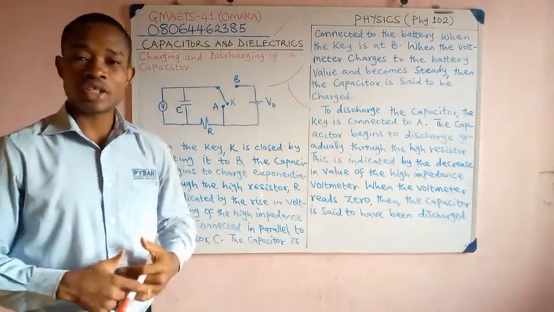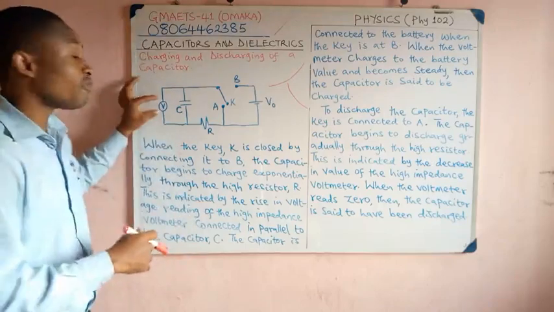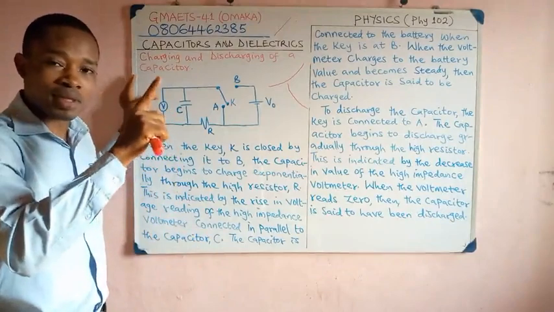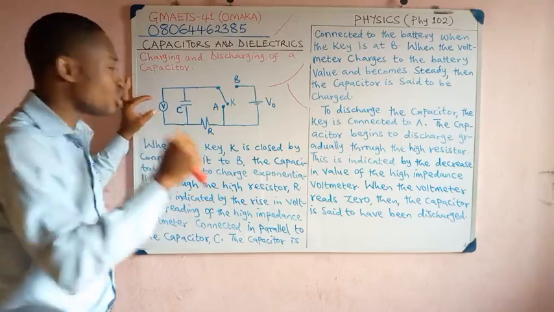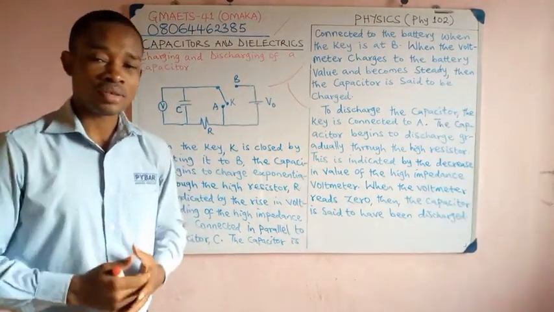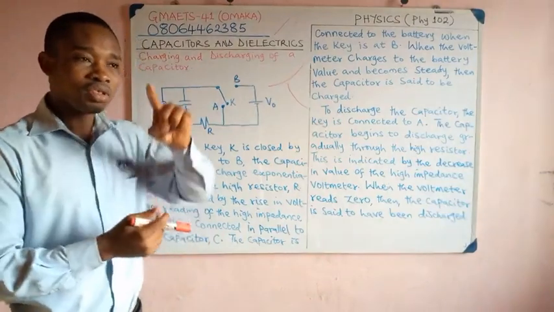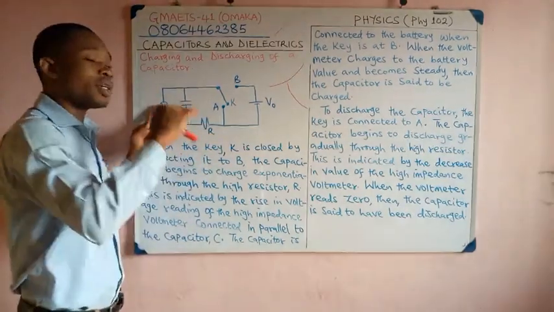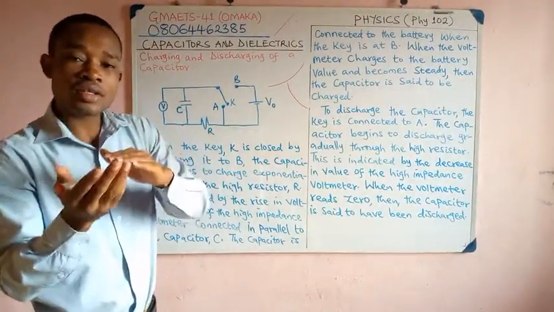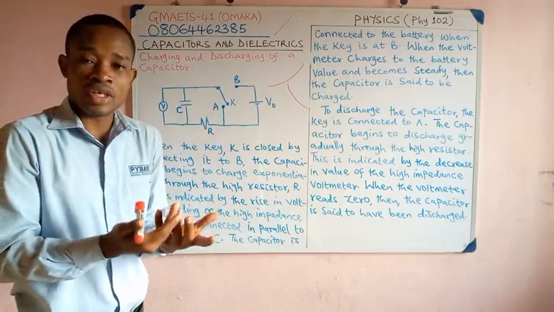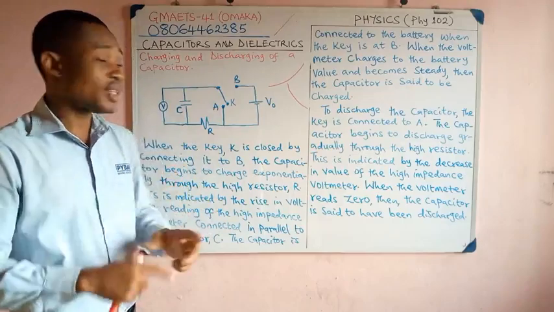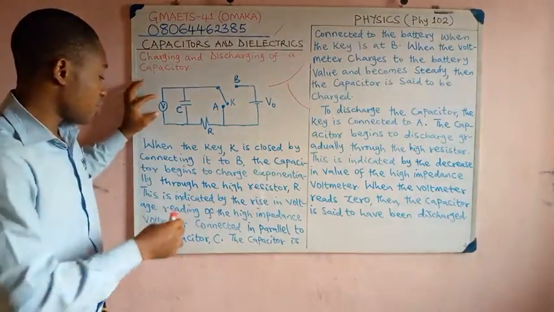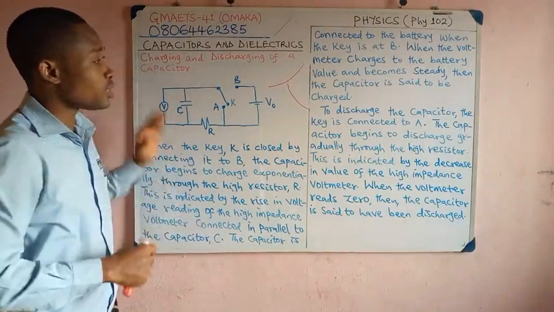How do we know that the charging has begun? The high impedance voltmeter here will begin to read. If it begins to read, we'll be seeing a rise, trickling, increasing in its value. That shows that the charging process has begun. And this will continue, meaning that the capacitor is charging until it gets to a point and becomes steady. It will no longer increase or decrease in its reading. At that point, we now say that the capacitor is what? Charged. Take note that the capacitor is connected in parallel with this high impedance voltmeter.